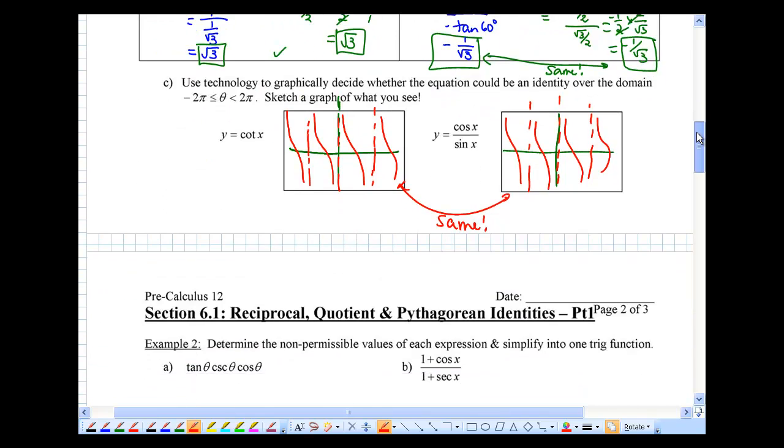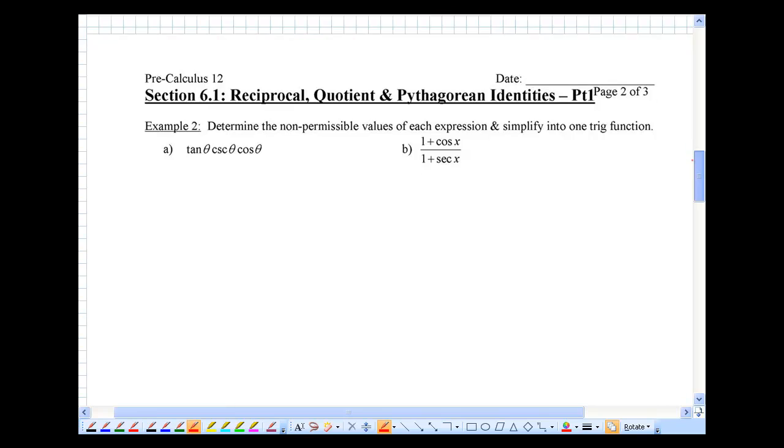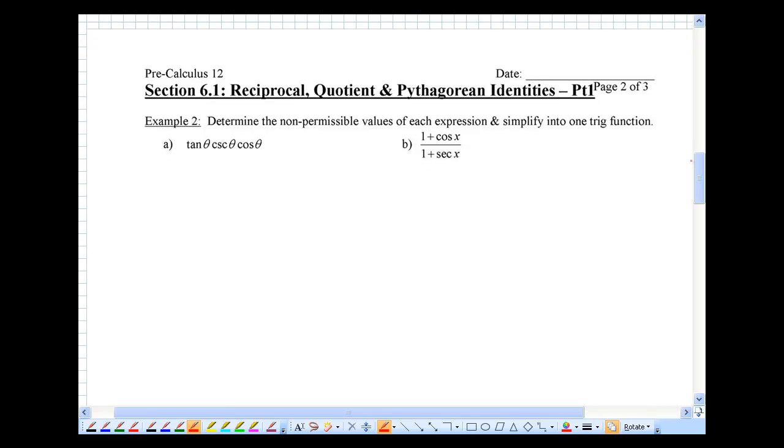Alright, turn the page. So, knowing that, I'm going to ask you in example number 2 to actually just find me the non-permissible values. So first of all, tell me where this problem occurs. And then from there, I want you to actually simplify these nasty trig functions. Maybe you can simplify them into one trig function. Okay? So, let's look at this.